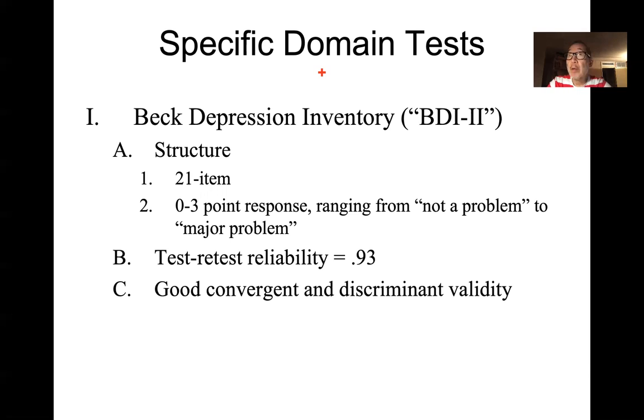The psychometric characteristics of the Beck are really good. It has strong, high validity coefficients, correlations, and also really strong test-retest reliability. And it's very good at discriminating someone who is kind of bummed or sad from someone who is suffering from a diagnosable clinical mood disorder.